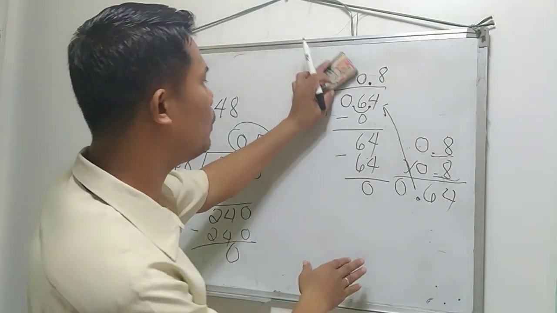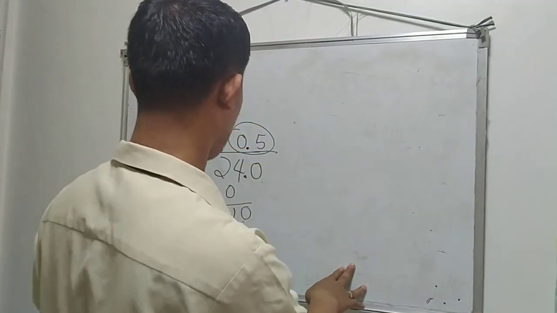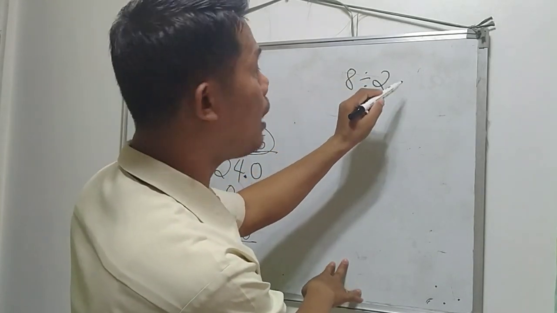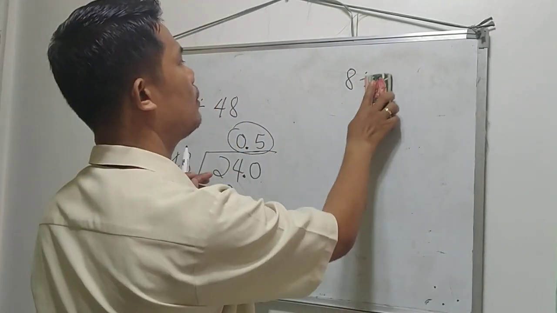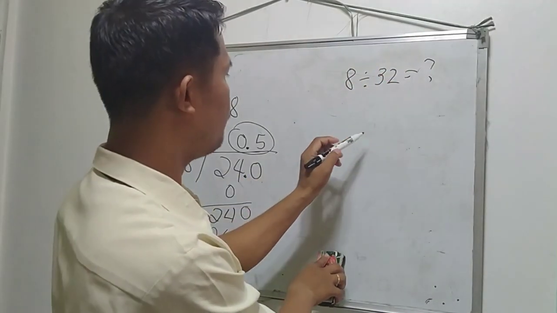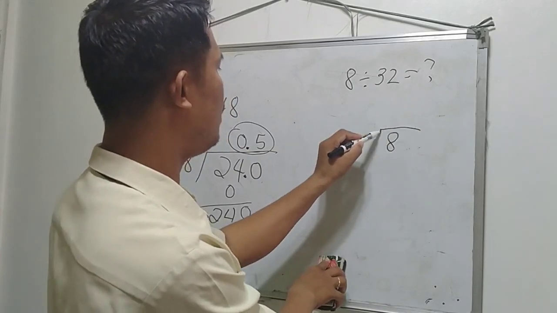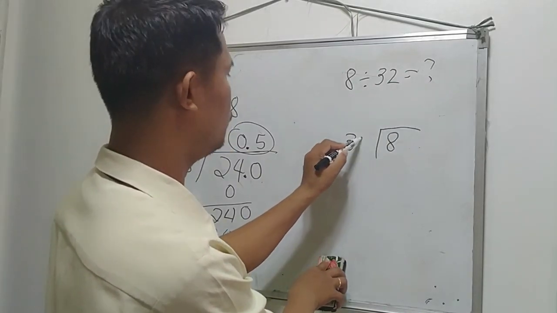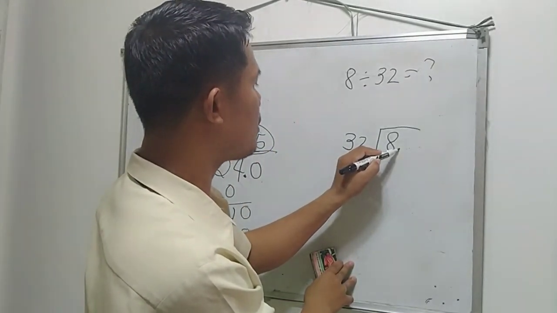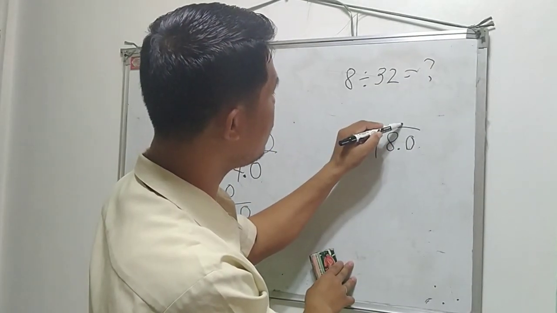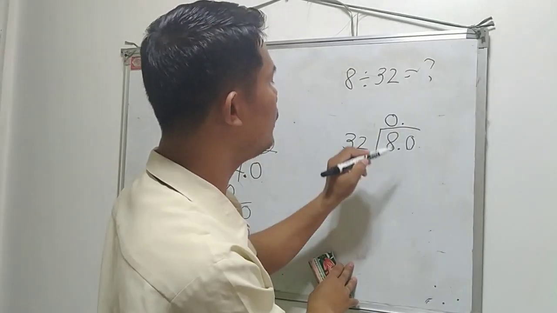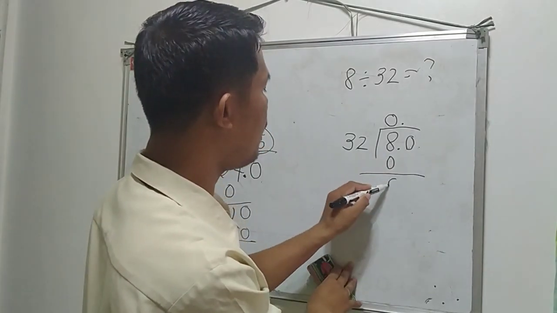So another example we have 8 divided by 32 rather. So we have 32. So we have 8 divided by 32. Ayan. So add decimal points, add 0. Then write decimal points here. So we have 8 divided by 32 equals 0. So 0 po siya. We have 8.